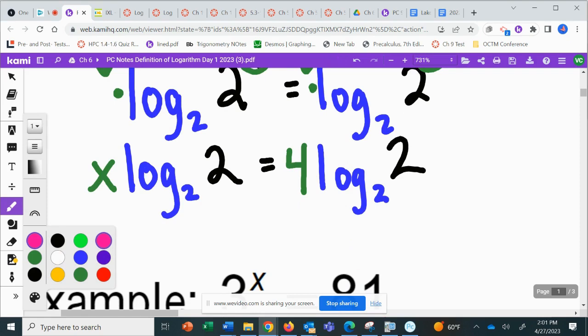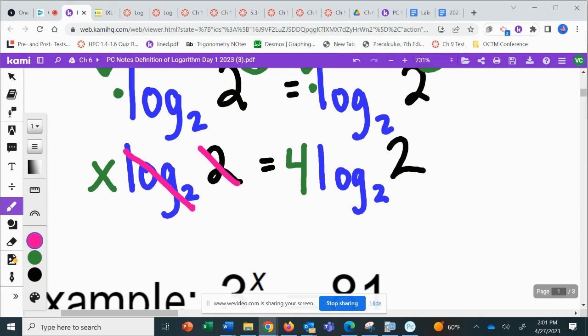Now, I told you the reason why I chose log base 2 is because it is the inverse of the base of 2. So these undo each other. I can cancel them. They're inverses. They undo each other, just like addition and subtraction undo each other. Just like multiplication and division undo each other. Just like a cubed and a cube root, they undo each other.